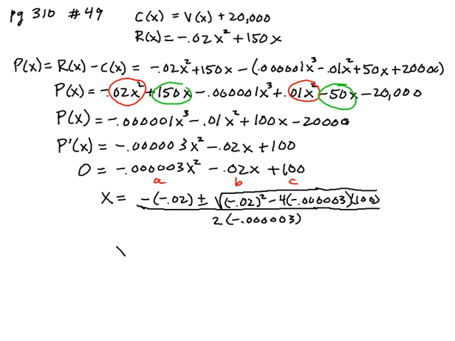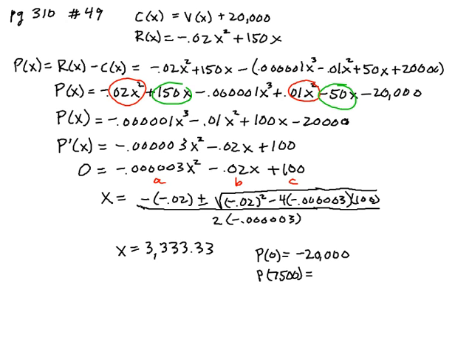Solving this formula gives us x is equal to 3,333.33, and that is in the interval from 0 to 7,500. So because the profit function is continuous and defined on a closed interval, I just need to check the endpoints. At a production level of 0, there's a loss of $20,000, which makes sense. That was the fixed cost.